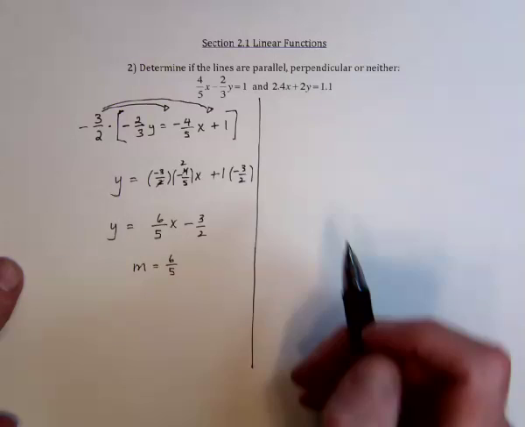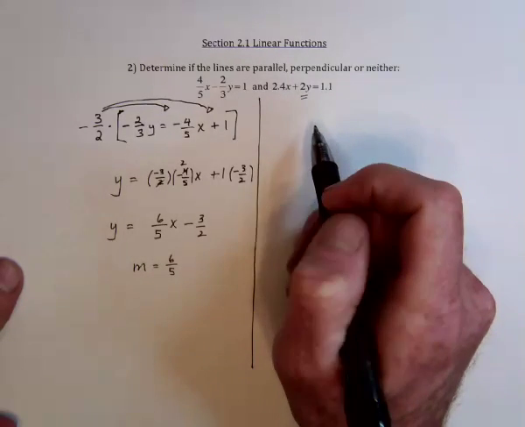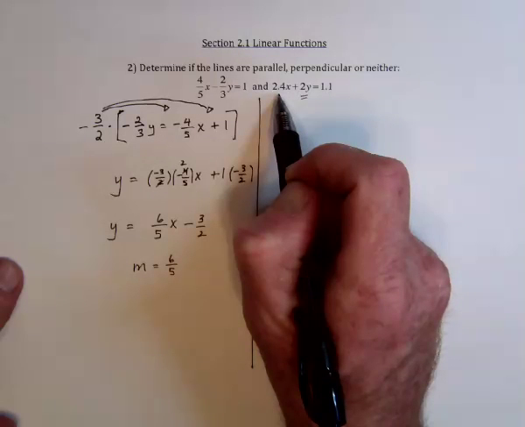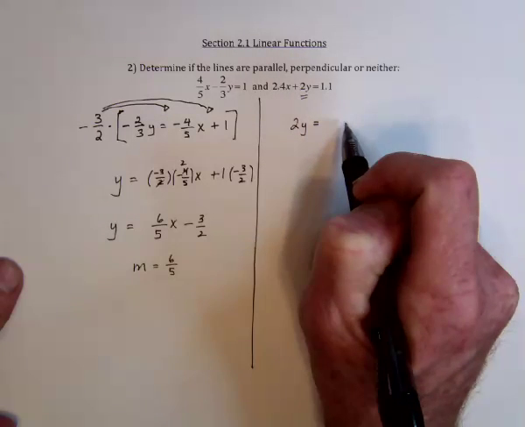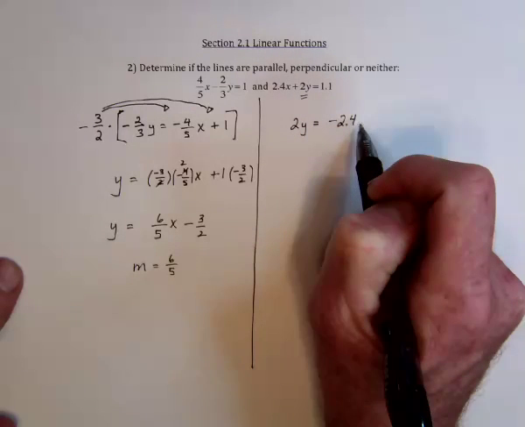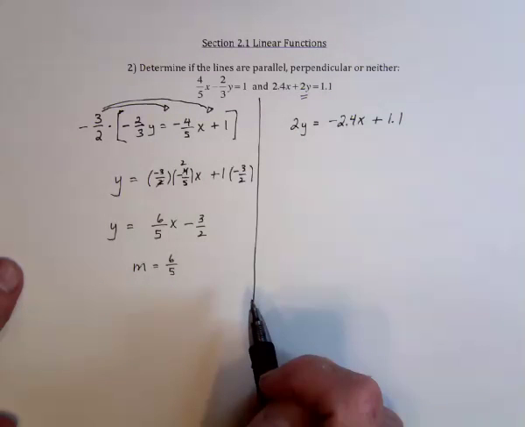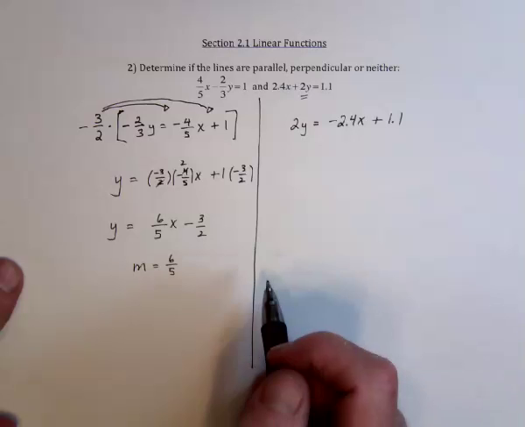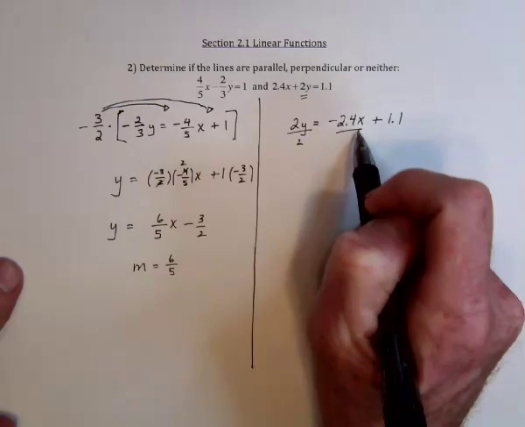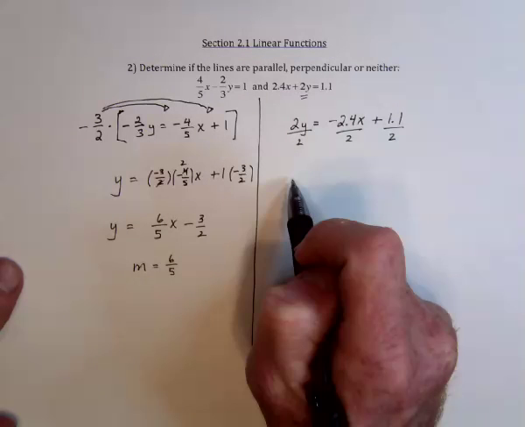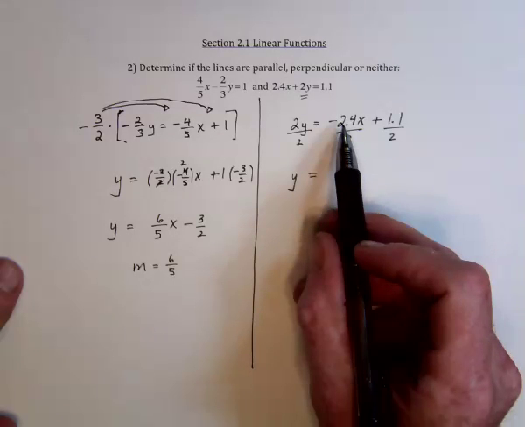All right, we're halfway done. We need to do the same type of work over here, isolate y. So the first thing to do is subtract this 2.4x from both sides. So it's going to be that 2y equals -2.4x, and then there was already a +1.1. The next thing to do is divide all terms by 2 in order to isolate this y.